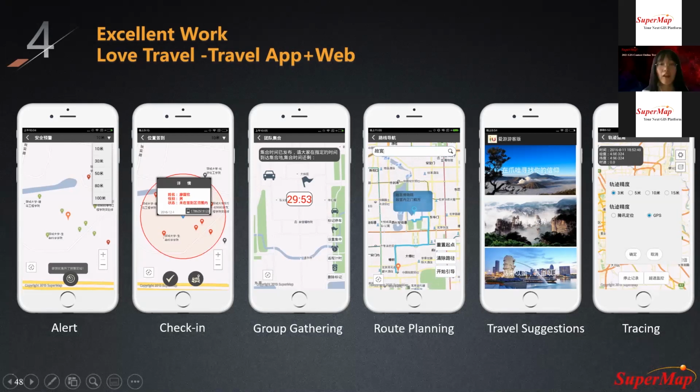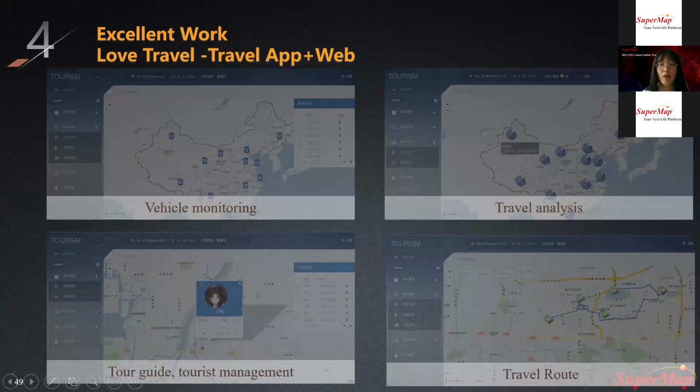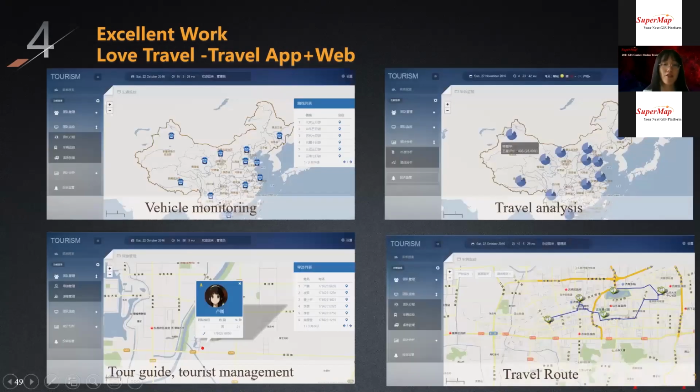And here is the interface for the web end, which is for the managers of the system. Here, they can monitor the vehicles in the system and do some travel analysis for each travel site. And they can also manage the tour guide and tourist information and plan some travel routes for tourists.